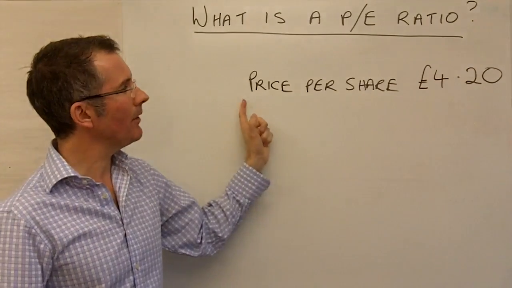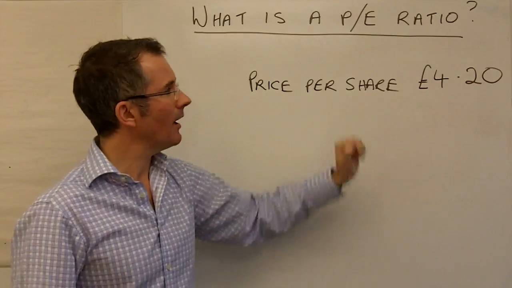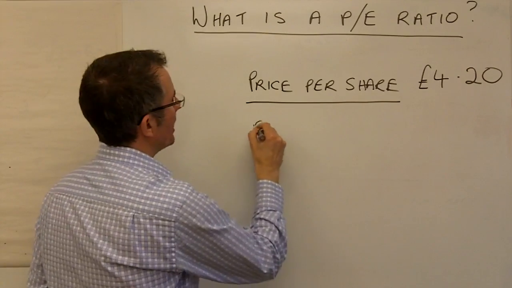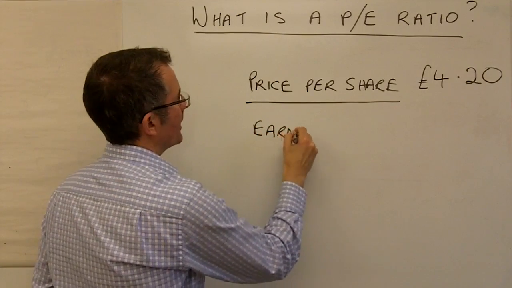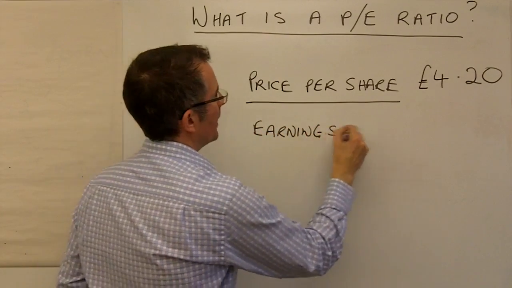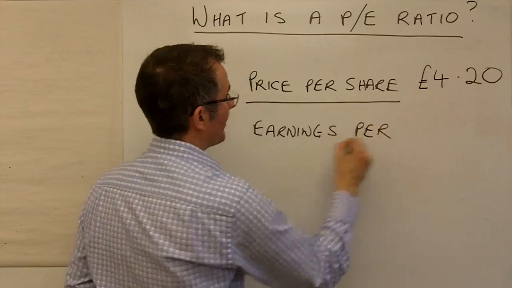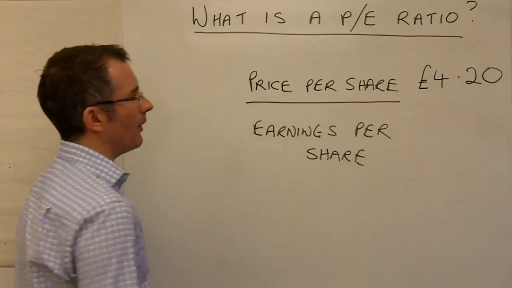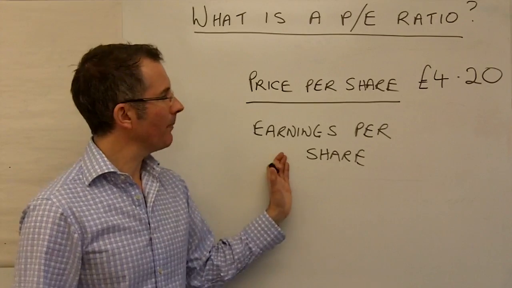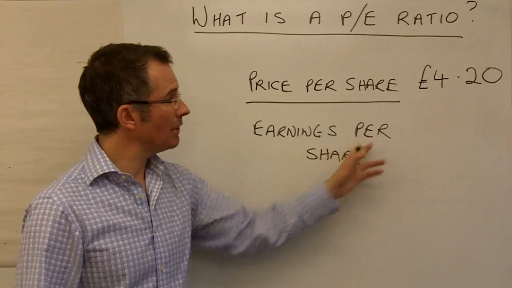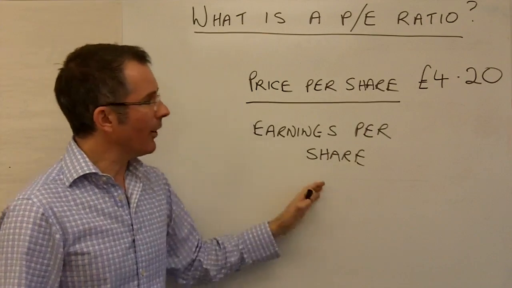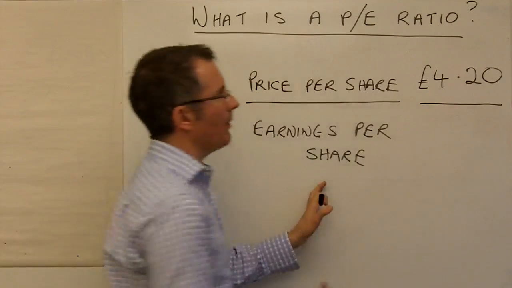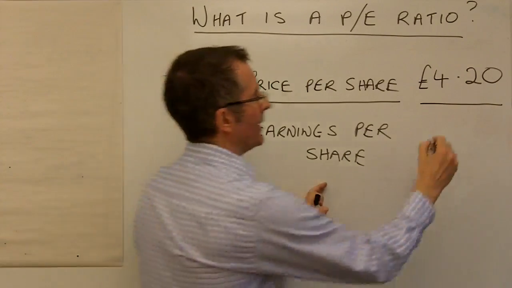So let's compare the share price to something. And what the price earnings ratio compares it to is what's called earnings per share. That's an accounting number. It's something you can pick up from a set of accounts, and it represents 1 year, normally the last 12 months. Earnings, that's profits, per share. So, I happen to know that for Tesco, at the moment, that's around 30p.